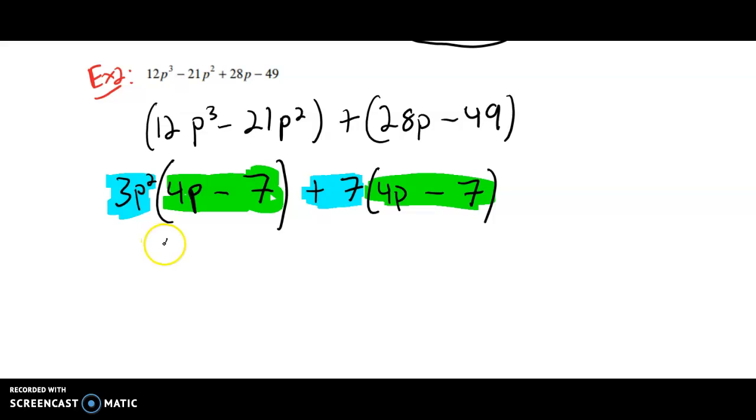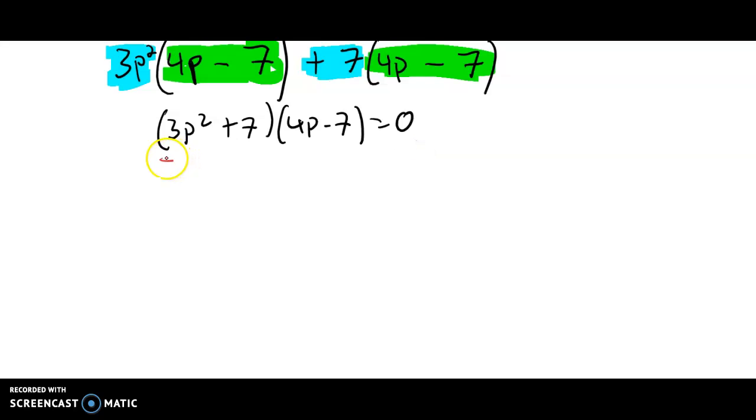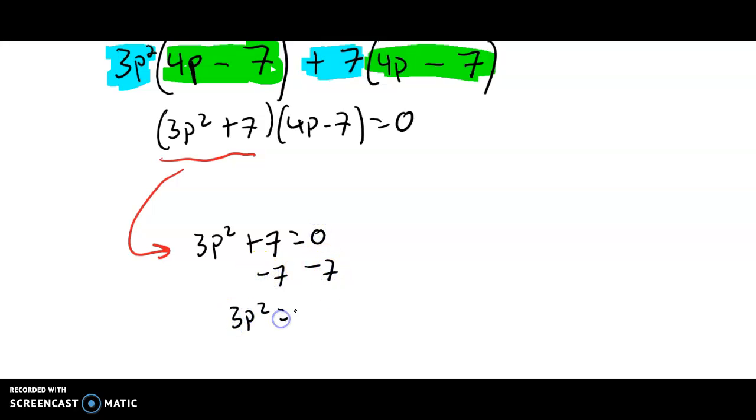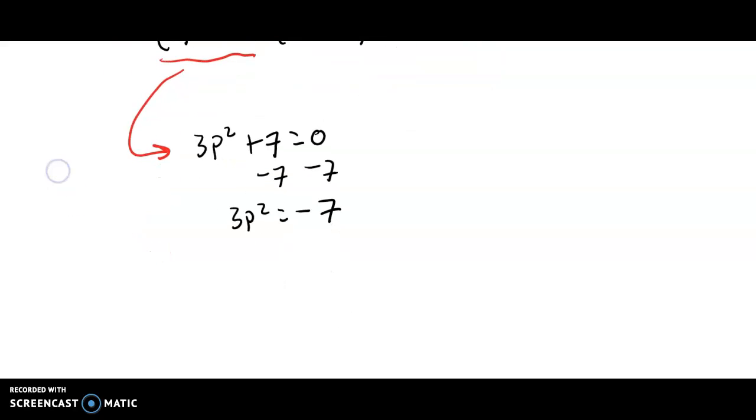Okie dokie. So I've got 3p squared plus 7 times 4p minus 7. So this is as far as we can factor it, right? We're done with factoring now. All we need to do is solve. So let's solve this guy on the left first. I'm going to take 3p squared plus 7, set it equal to 0, minus 7 both sides. 3p squared equals negative 7. Divide by 3. p squared equals negative 7/3.